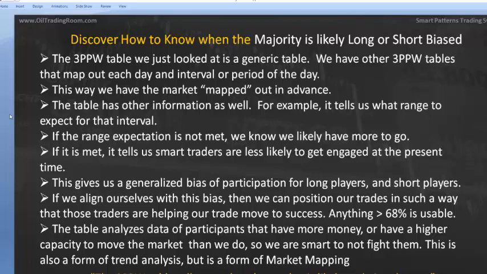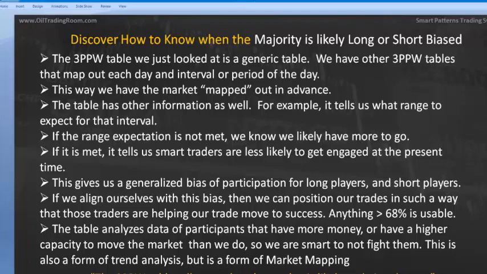We have a lot of things upwards of 94% on the probability walk table on certain days. And so the table analyzes the data of participants that have more money or that are trading in a higher capacity to move the market than we do. And so we're smart not to fight them. It's also a form of trend analysis. You could think of it from that viewpoint as well. It's a form of trend analysis, and as mentioned, it's a form of market mapping. And it's telling you what the market's likely to do in advance.